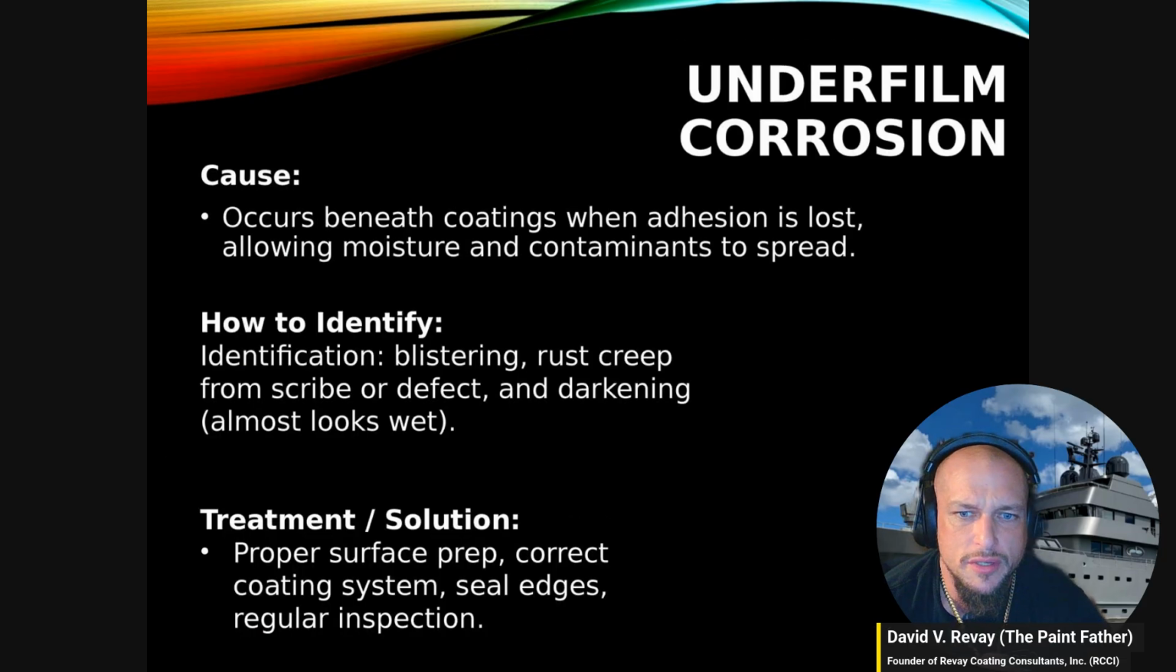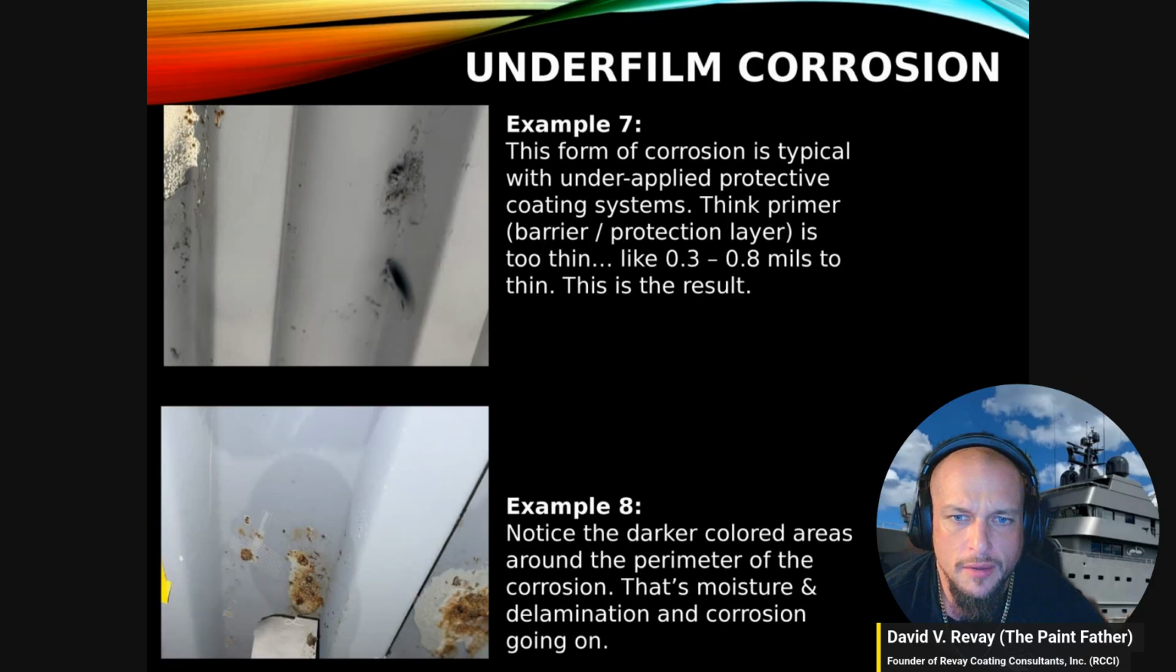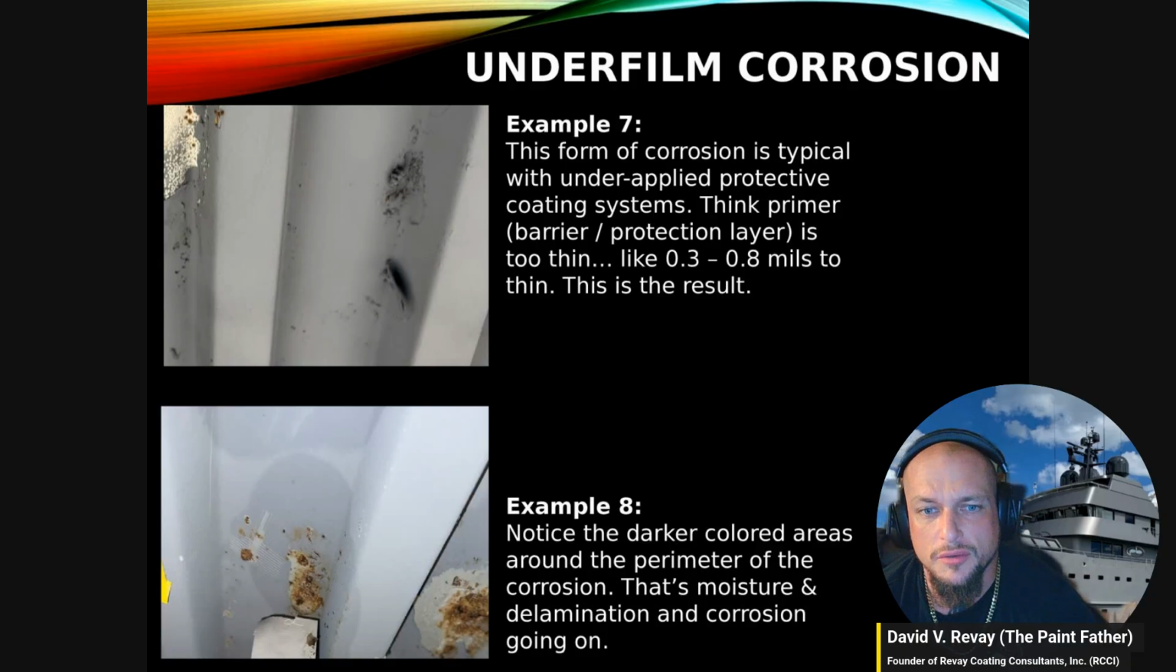Underfilm corrosion. Again, this happens from poor surface prep and poor application of the thickness of the film. You can see on this bottom one under example 8, it looks wet around that spot, and that likely is moisture or just corrosion, delamination of the primer underneath the top coat. So pretty interesting to see.